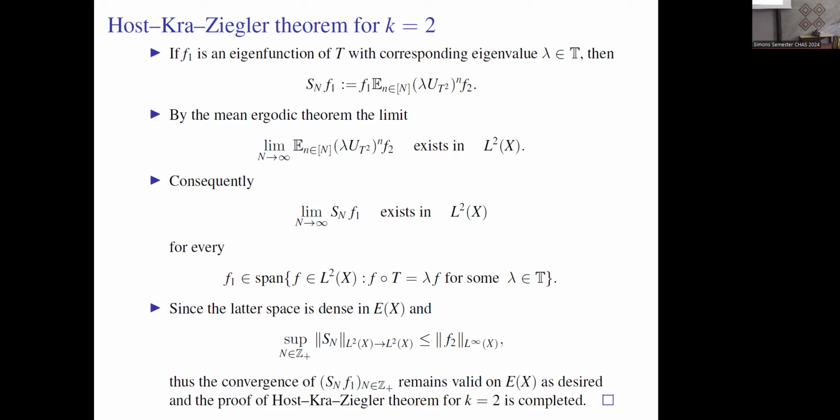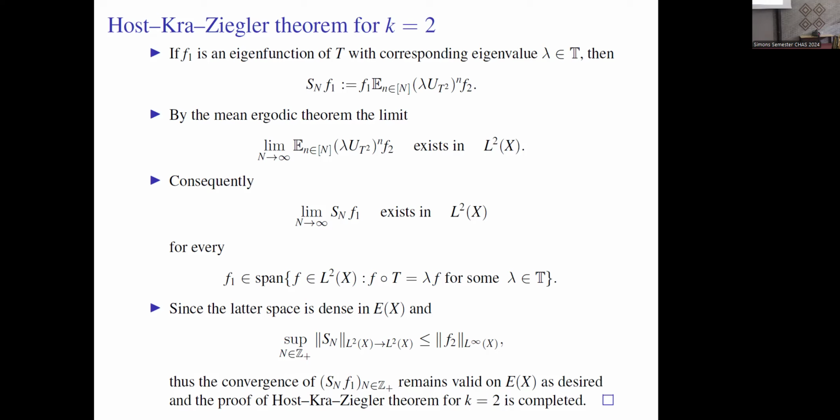Okay. And what's important, by the ergodic theorem, the limit for this exists in L2, so by the von Neumann theorem. Consequently, we obtain that the limit for this exists in L2 for every function which is in the closure of the eigenvectors of the Koopman operator. So in other words, for every f1 of this form, the limit exists. But this set is dense in the closure of this space. So therefore, we obtain that this convergence in fact holds for all functions from L2.